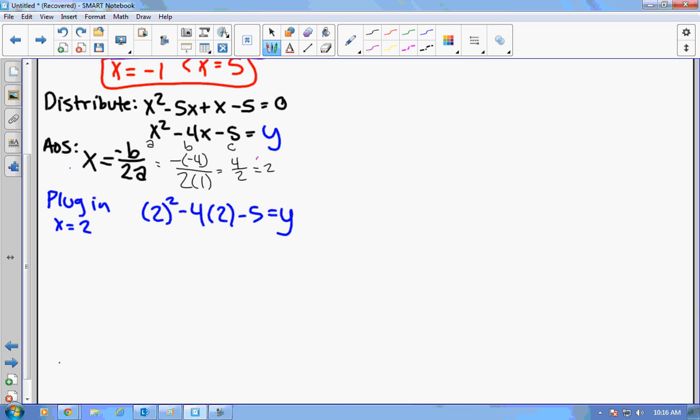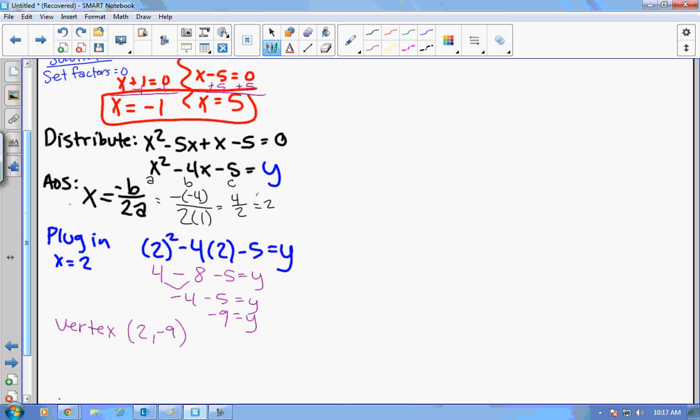Okay, I need everyone to turn forward, please. You do exponents first: 2 squared is 4. Then multiplication. Then you add and subtract left to right. 4 minus 8 is negative 4, minus 5. So negative 9 equals y. So our vertex was (2, negative 9).